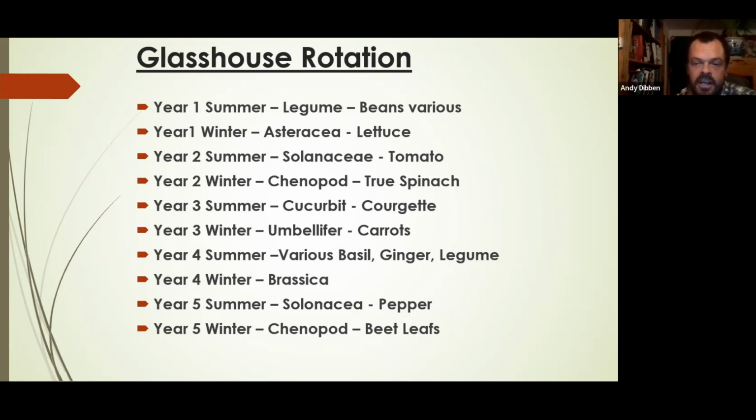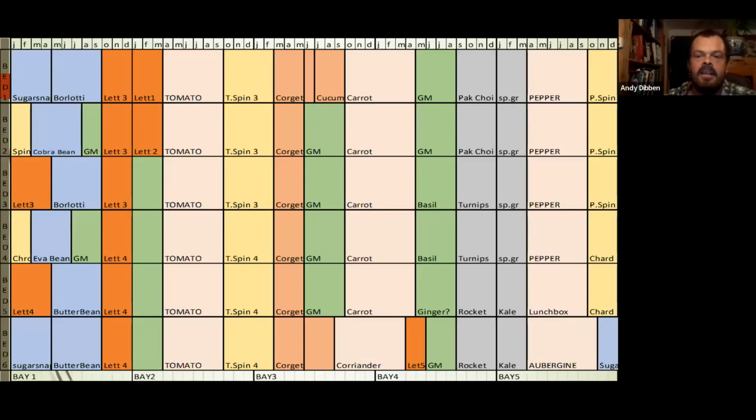So it's basil, ginger, and green manures. And then we do winter brassicas, and then we do solanaceae, peppers, and then we do chard pod, beet leaf. And then that goes back. There's 5 bays in the glasshouse. There's a 5-year rotation.